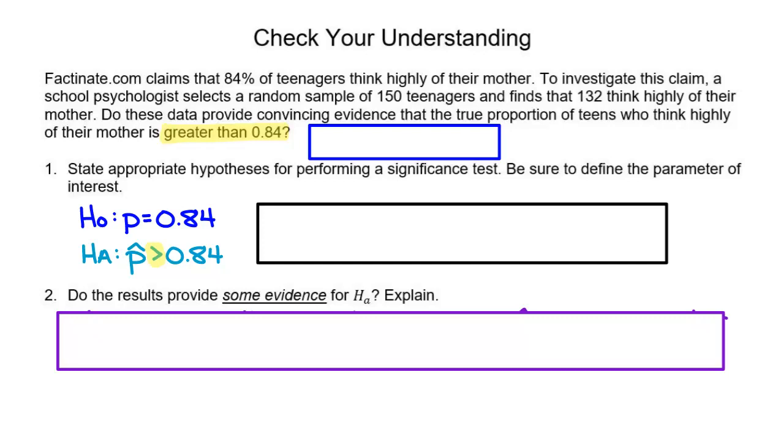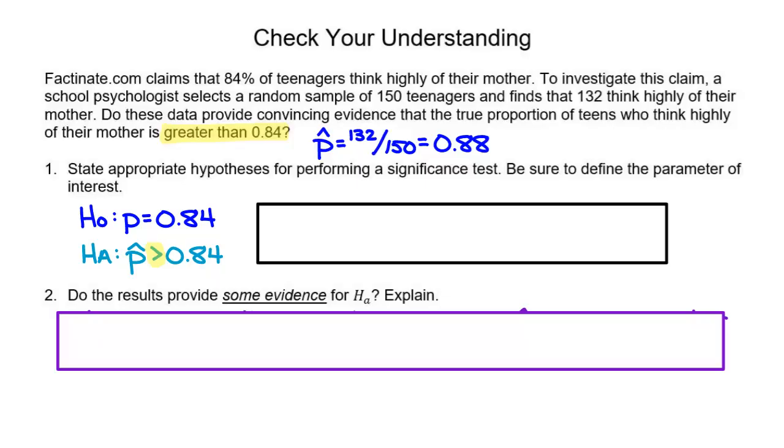Sometimes it won't say greater than or less than. And the way you're going to tell the direction is by looking at what your sample statistic is. So our P hat in this case. How would you calculate P hat here? 132 over 150. What is 132 divided by 150? 0.88. So I would know to put a greater than for the HA, even without that last sentence, because 0.88 is greater than 0.84. The sample statistic P hat is bigger than my HO.